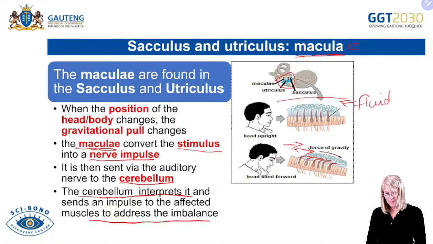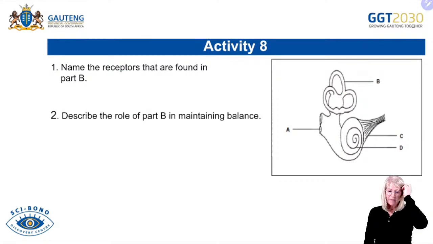All right. Okay, so let's have a look at an activity based on these structures. The first question they ask us is name the receptors that are found in part B. So I have a look at my diagram and I can see part B is my semicircular canals. And we spoke about them having the different receptors in them. And so the name of those receptors obviously would be cristae.